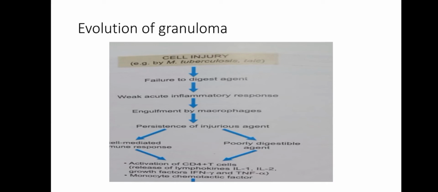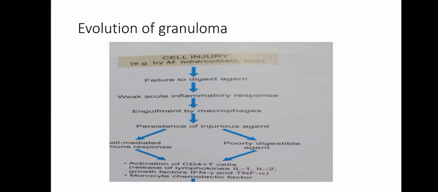Evolution of granuloma. Formation of granuloma is a type 4 hypersensitivity reaction. Cell injury leads to failure to digest the agent and a weak acute inflammatory response. So, engulfment by macrophages and monocytes: the cell engulfs the antigen and tries to destroy it, but since the antigen is poorly degradable, the cells fail to digest and degrade the antigen and instead undergo morphological changes to transform into epithelioid cells.